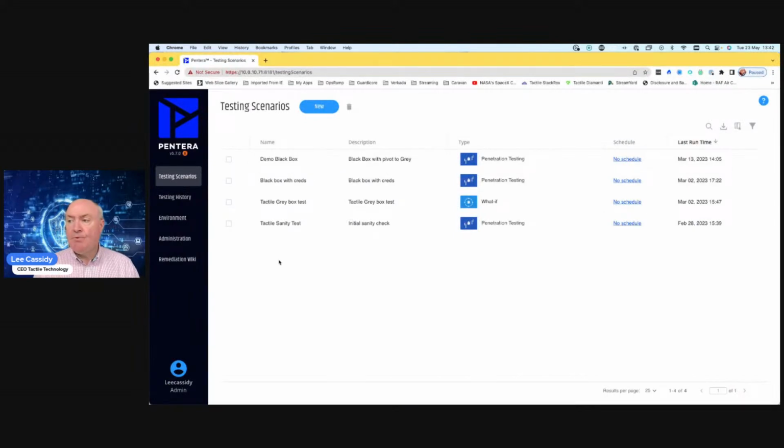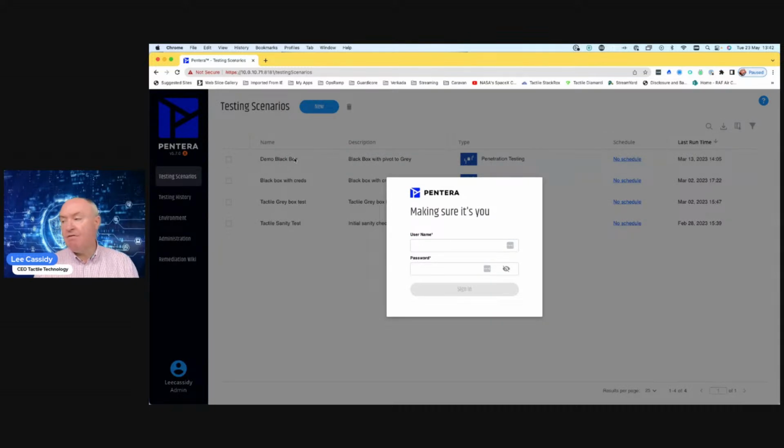So here we are on a testing site. This is core, so it's internal, so it's assumed breach. And we can go in there and do a number of things. One, we can do a black box demo. For those not familiar with black box terminology, it means we don't have any credentials. So we're going into the system as if we've got assumed breach, but no credentials at that point in time.